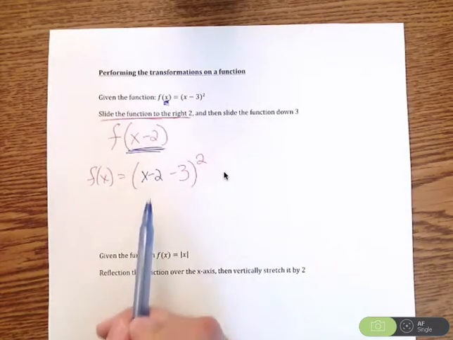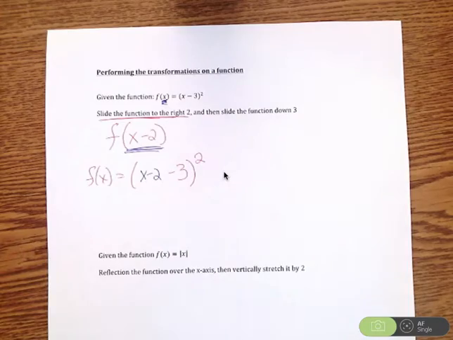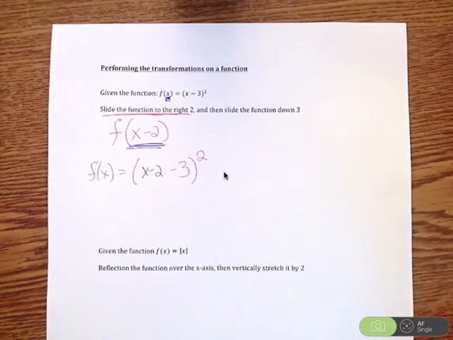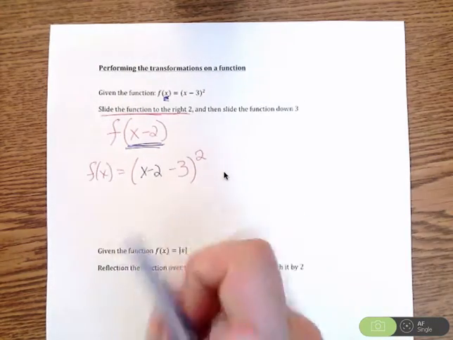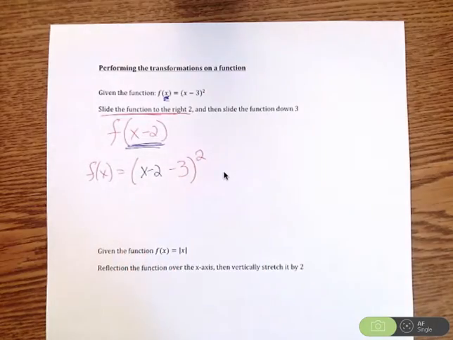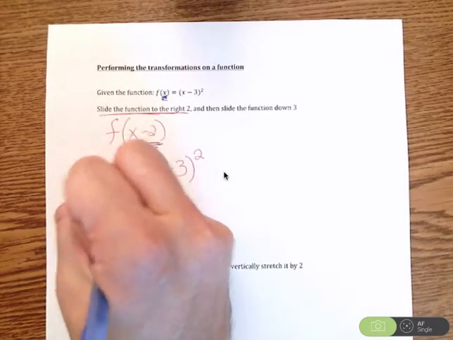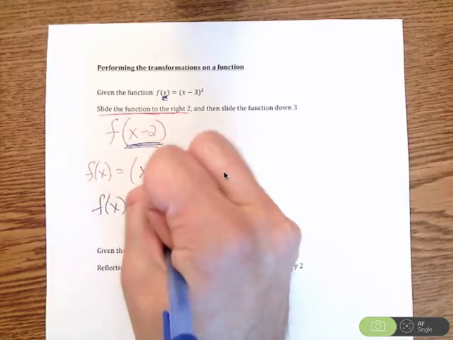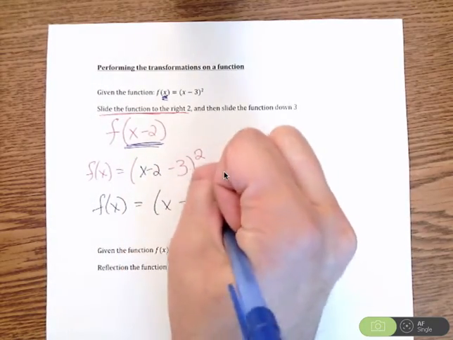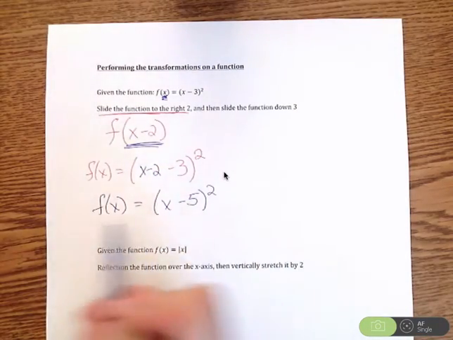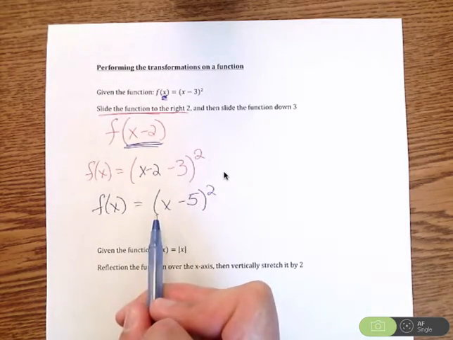Next thing I want to do is I want to try and simplify this. So combining any like terms, multiplying anything I can, so I can clean it up. So what I could do is I could do this minus 2 and minus 3. So I'm going to get f of x equals x minus 5 squared. That is my new function.